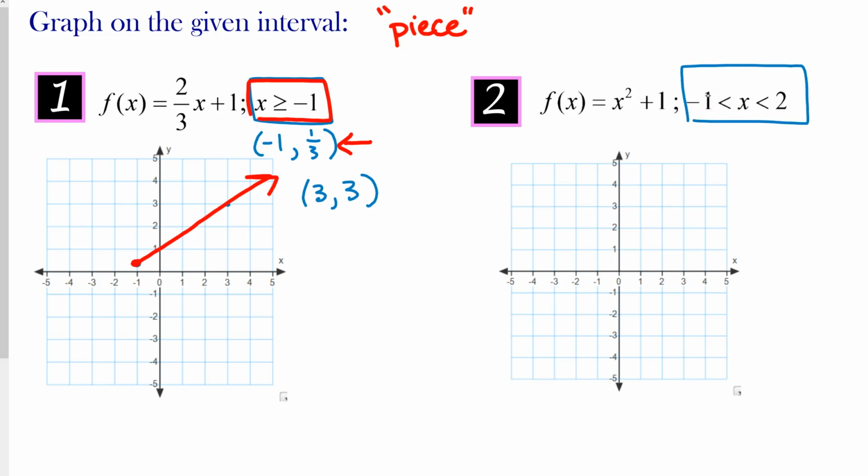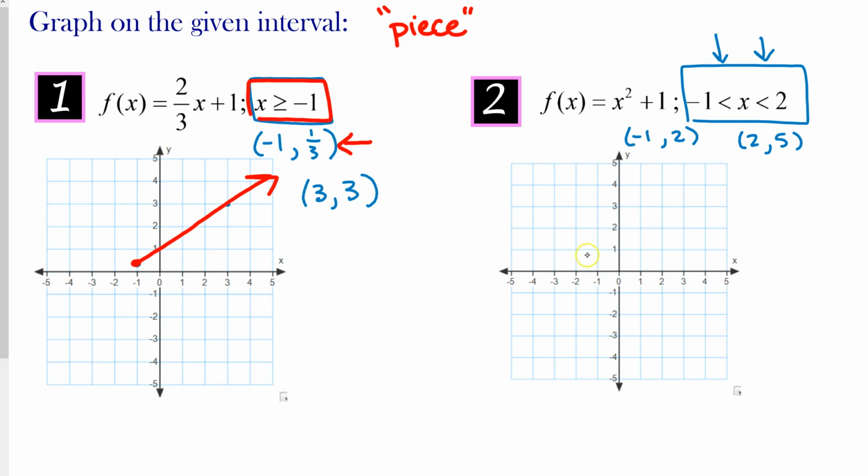So what we want to do is find one endpoint. So what if x is -1? -1 squared is 1 plus 1 is 2. And what if x is 2? That will be the other endpoint. 2 squared is 4 plus 1 is 5. Okay, now because these are just less than signs and not less than or equal to signs, these dots are going to be open, not closed.